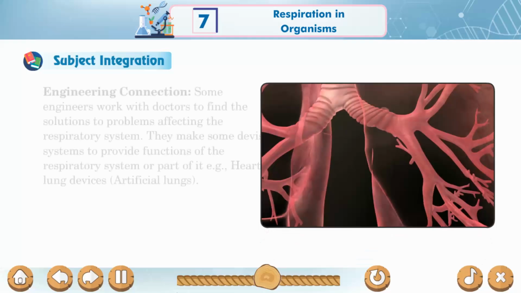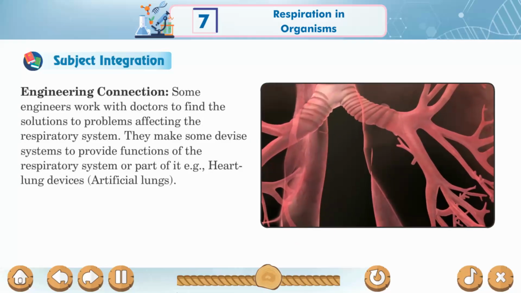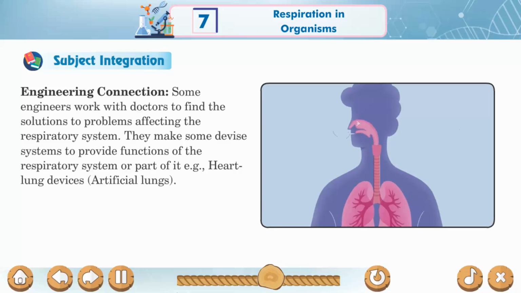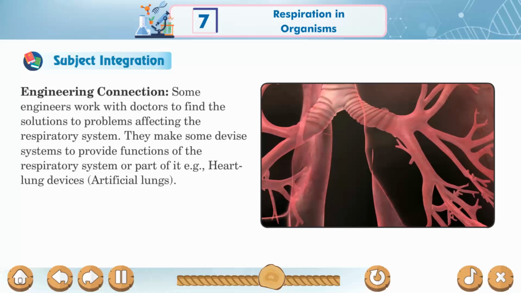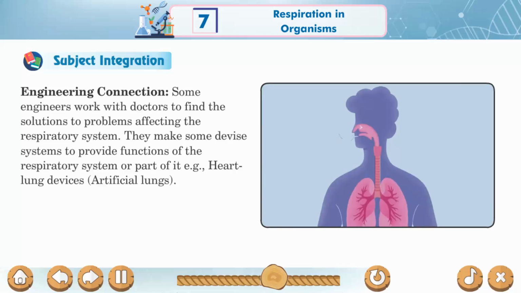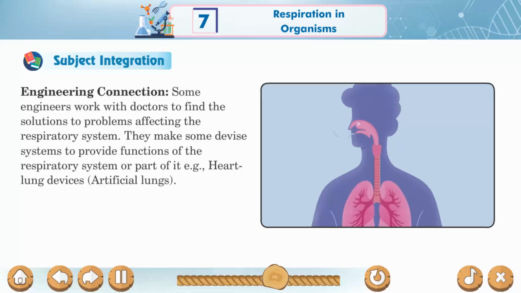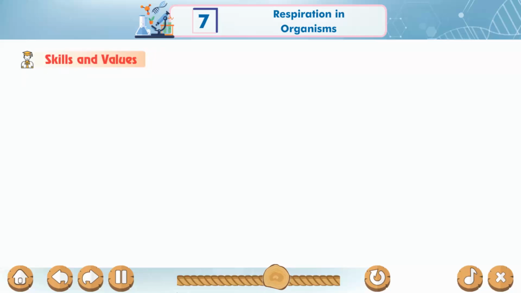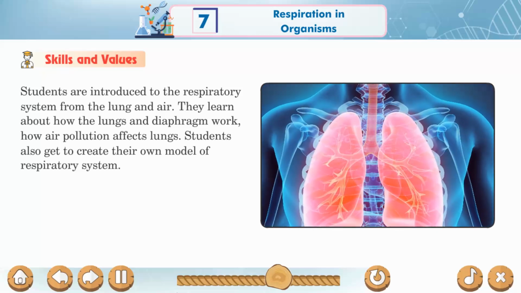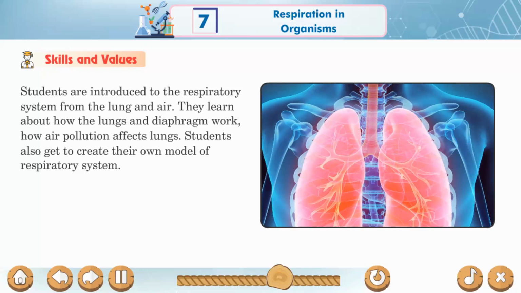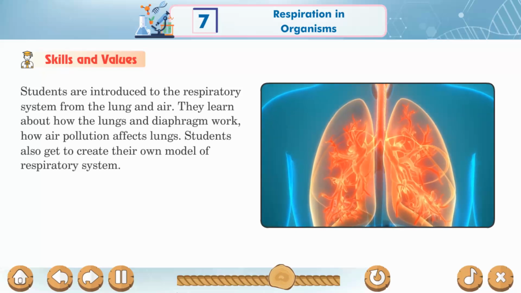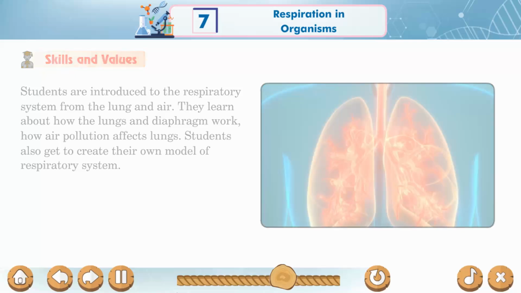Subject integration. Engineering connection. Some engineers work with doctors to find the solutions to problems affecting the respiratory system. They make some device systems to provide functions of the respiratory system or part of it. For example, heart-lung devices, that is, artificial lungs. Skills and values. Students are introduced to the respiratory system from the lung and air. They learn about how the lungs and diaphragm work, how air pollution affects lungs. Students also get to create their own model of respiratory system.